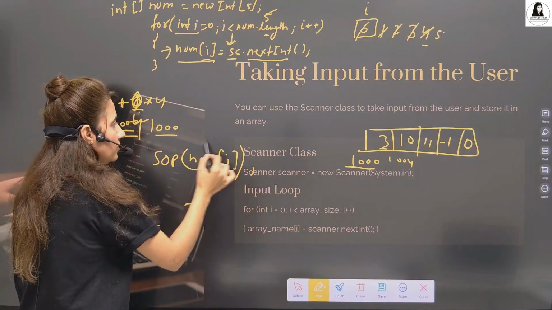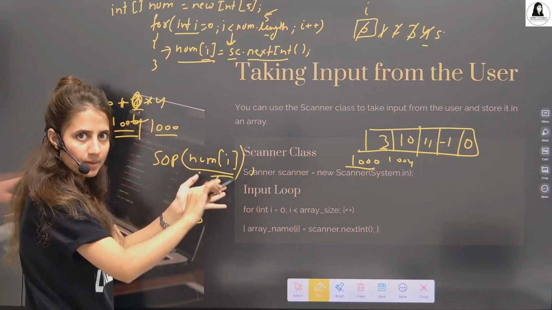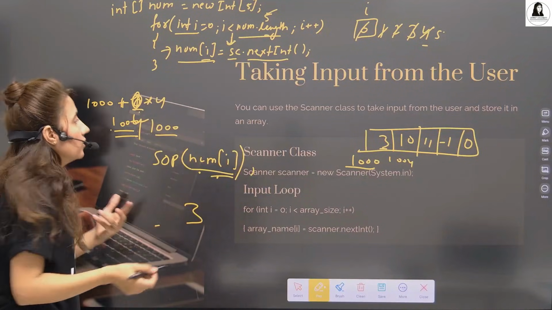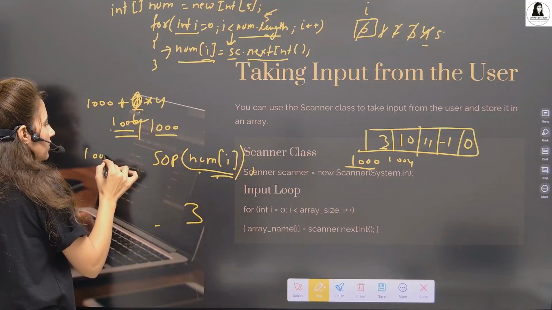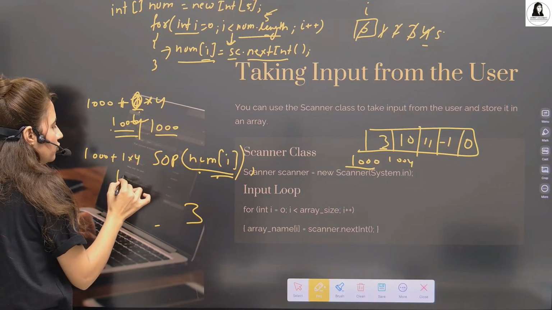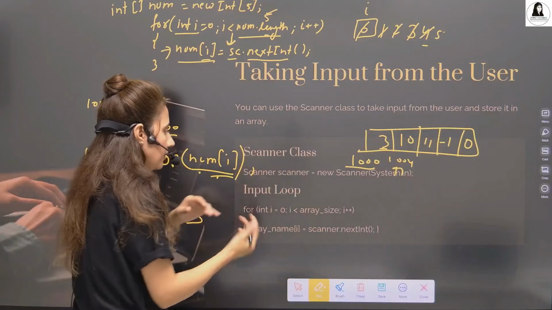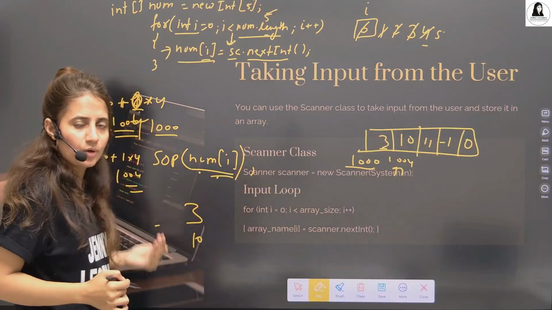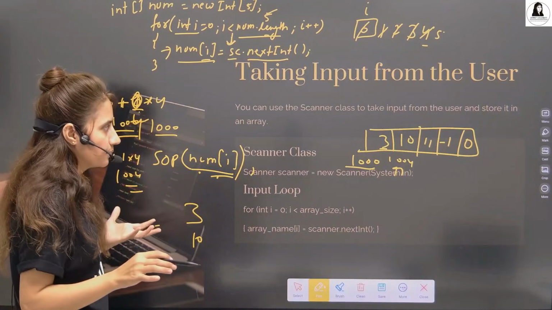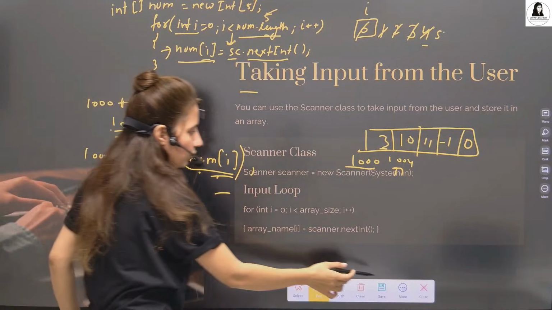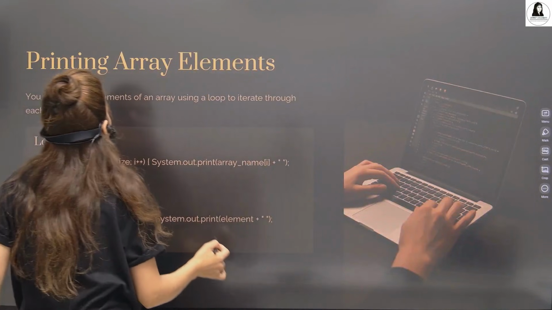Then i++ and i becomes 1. The condition is still true, less than 5. Then for num[1], the address is 1000 plus 1 into 4, that is 1004. So it will look at 1004. What is the value? That is 10. So 10 would be printed. Like this, we are going to fetch the values one by one. Right? Using loops, we can take input and also print using the Scanner class.